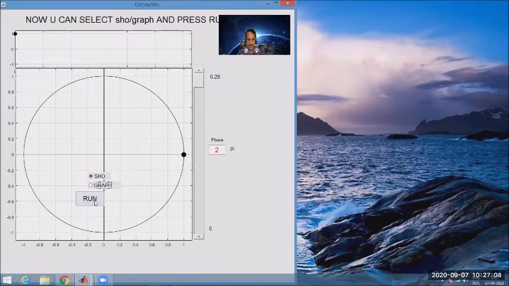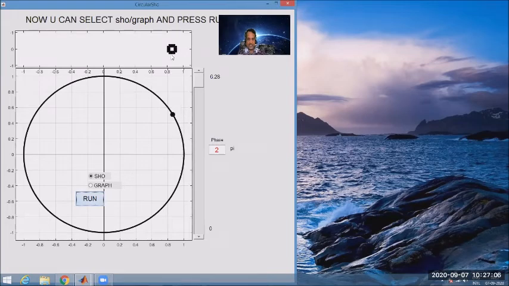Let us start this. So at the starting, the simple harmonic oscillator was at the right end and it's going to the left end. When the circle completes half, it comes to -1, and in the later half of the circle, the simple harmonic oscillator returns to its original position.